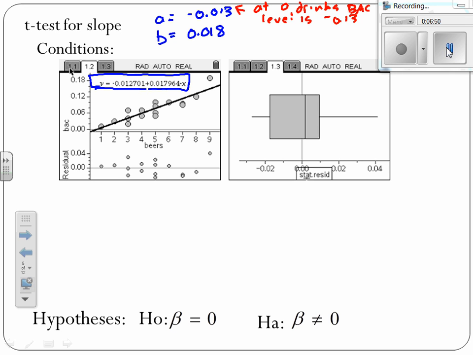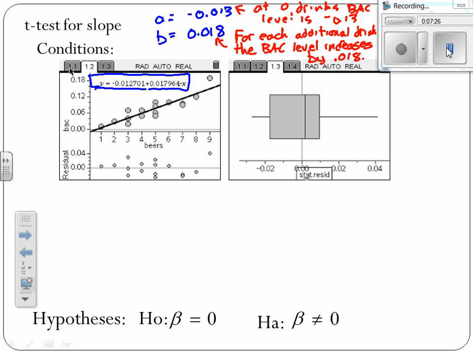As a quick reminder, the interpretation of that slope: for each additional drink, so as x increases by 1, the blood alcohol level increases, excuse me, make sure I can spell, left the R off, by 0.018. That has a context, right? As someone would have more drinks, their blood alcohol level should rise.